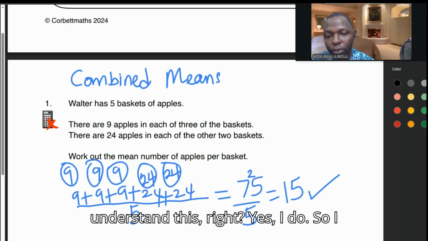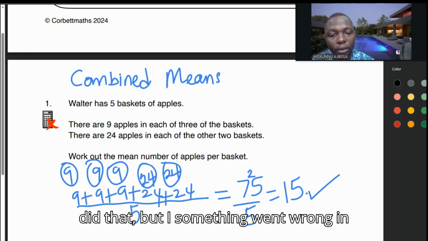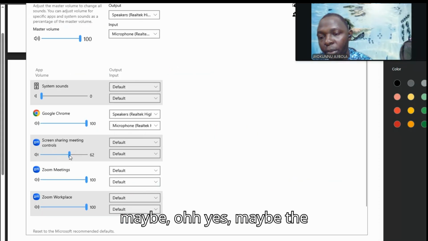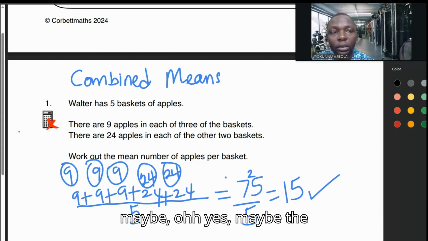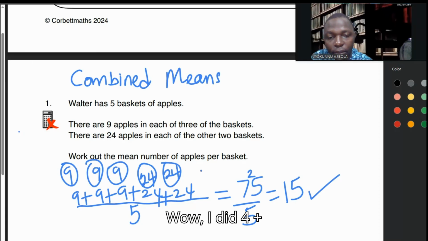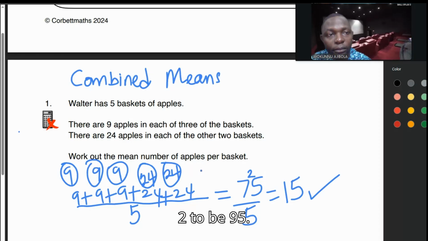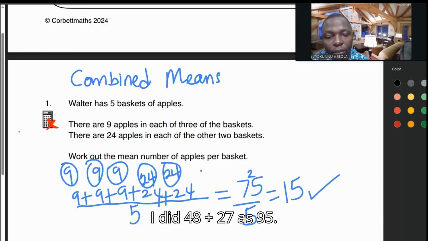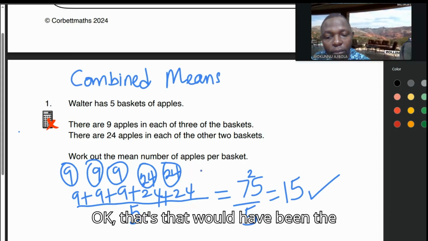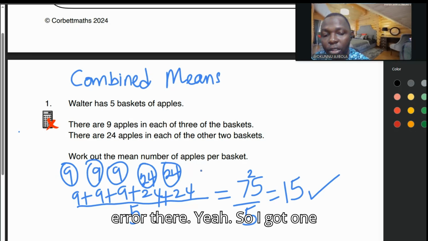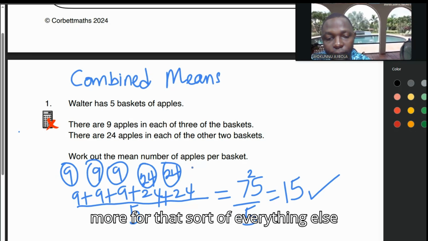Yes, I do. So I did that, but something went wrong in my work. Okay, then maybe the addition. I did 48 plus 27 as 95. Instead of 75. So that would have been the error there. So I get one mark for that instead of two. Everything else was correct.